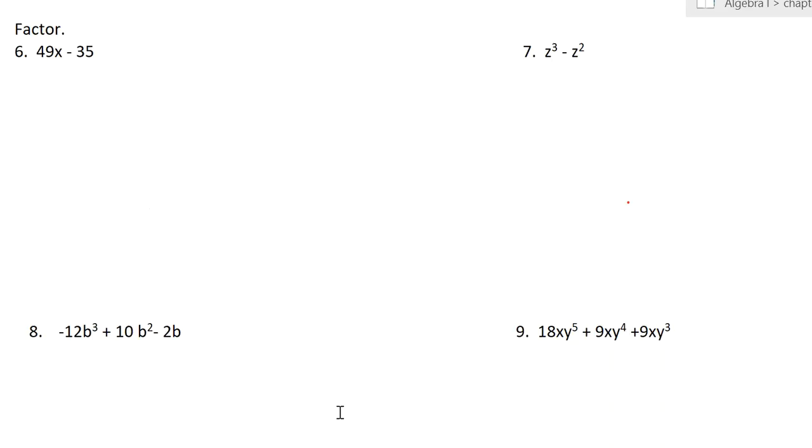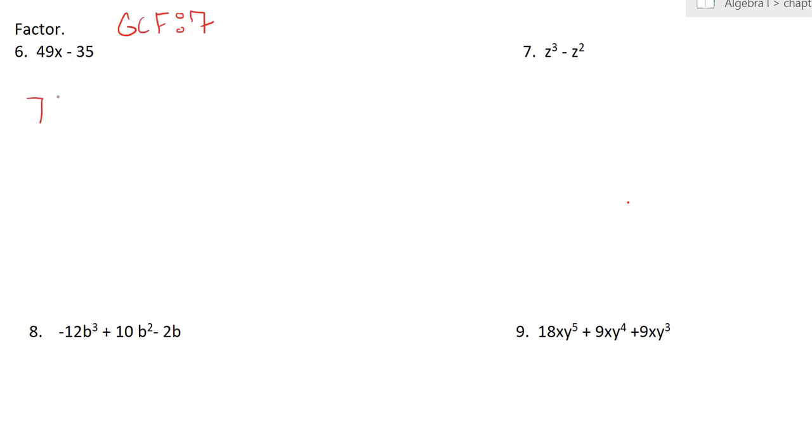We are going to continue section 6.1 by using the greatest common factor in factoring. And that's really the very first step whenever you approach any type of factoring problem. You think, is there a number or a variable that goes into every single term? So if we look at number 6 right here, 49x minus 35, is there a GCF? Well, the GCF happens to be 7 because 7 can go into both of the terms.